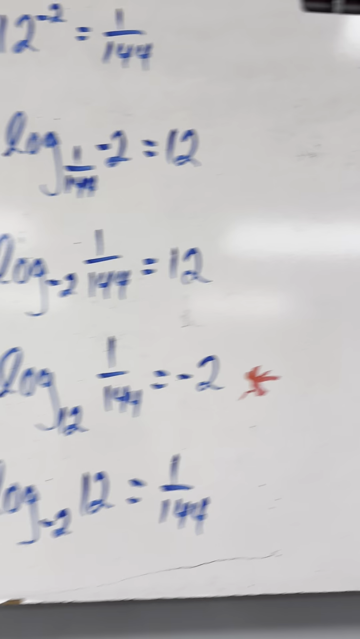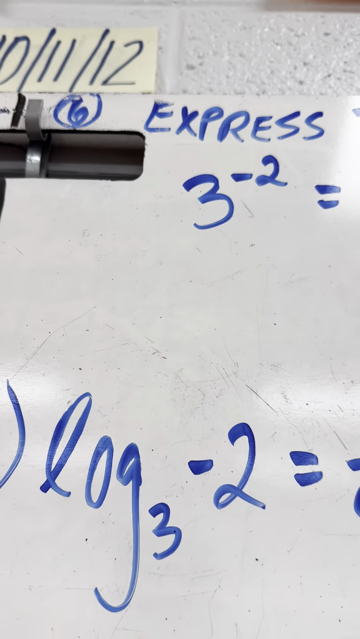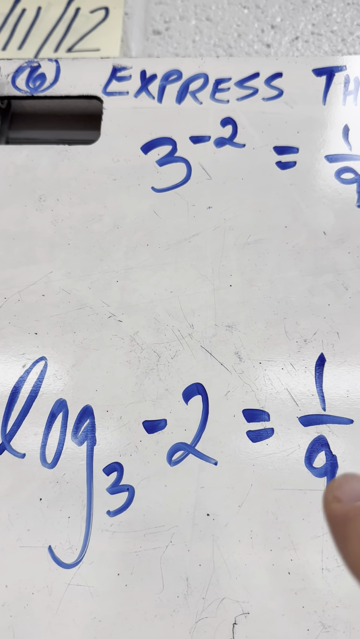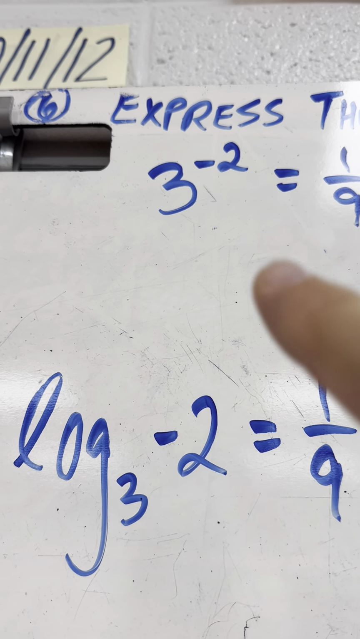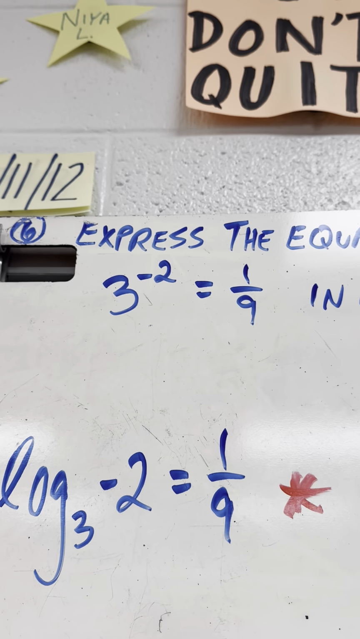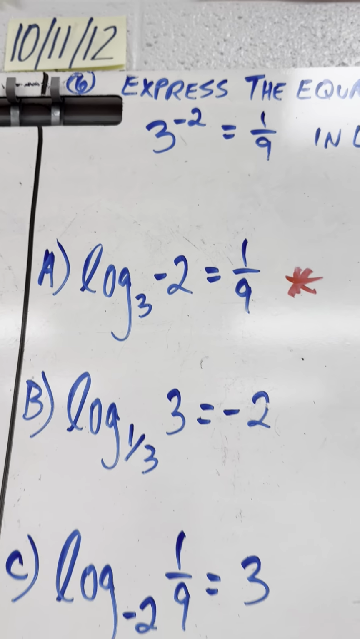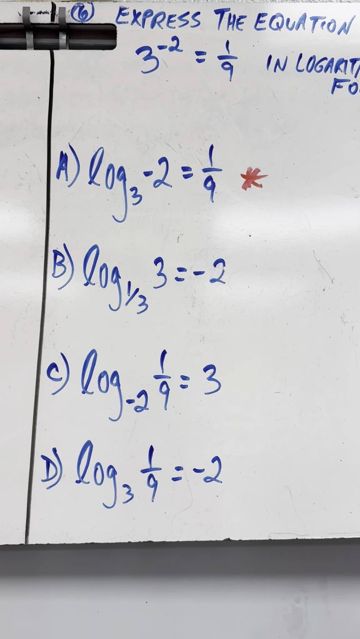Same thing here. Just match it up. Does 3 to the 1/9 equal negative 2? That's it. That matches the problem. Done. Don't get confused by any of the other answers. Easy.